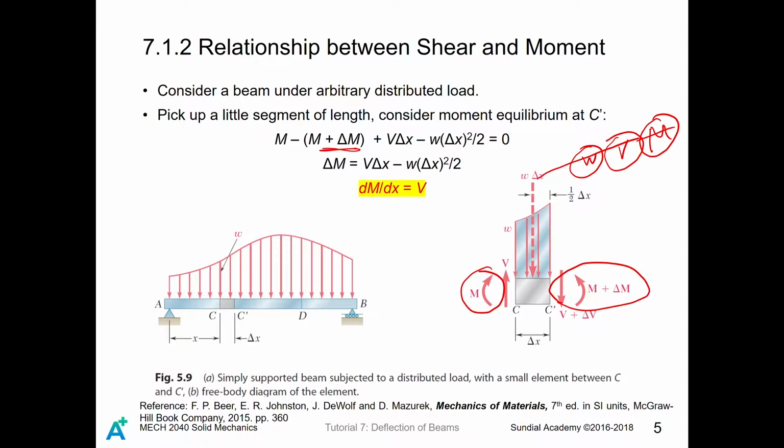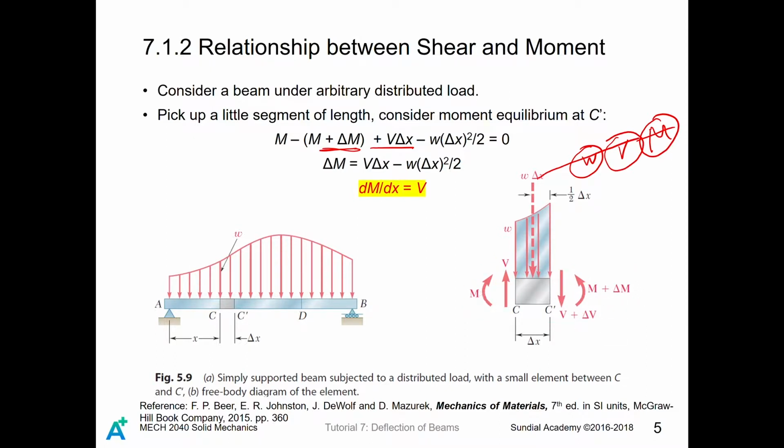Then for the V plus delta V load, since we are computing the moment at C prime, this shear load will generate no moment on this side. But the shear load, the upward V at point C, will generate a moment of V delta X, which is clockwise. So we add V delta X over there.